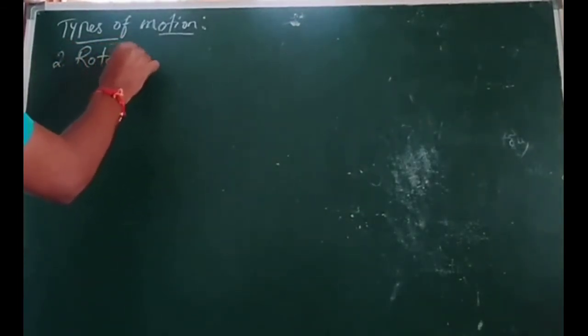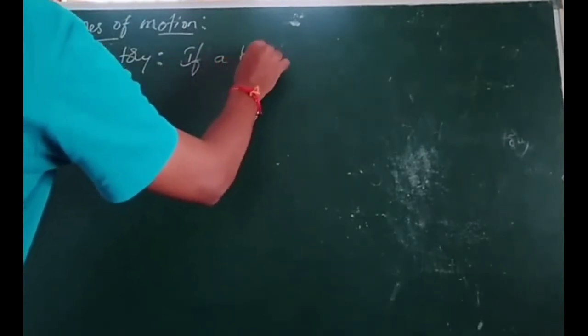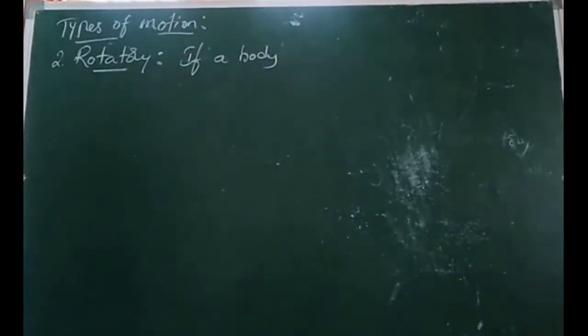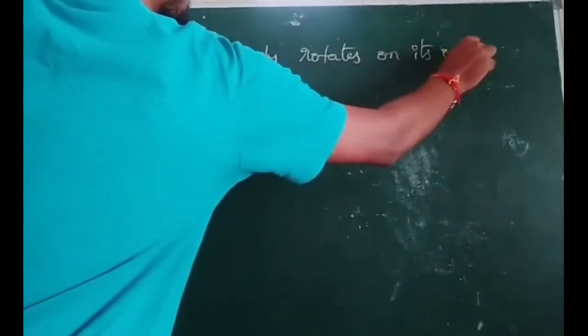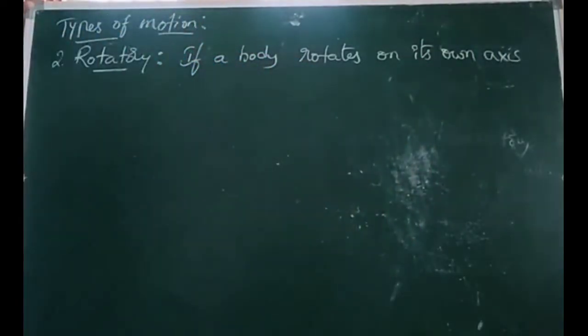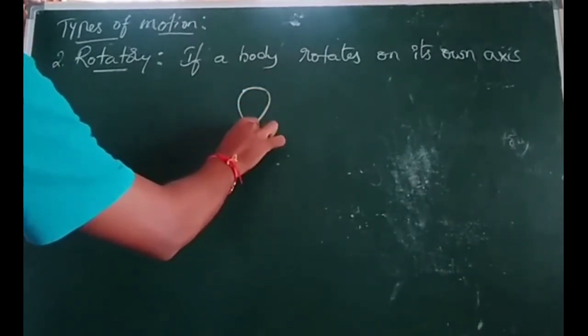Next one is rotatory motion. Rotatory motion is when a body rotates on its own axis, making the body's center point the axis.